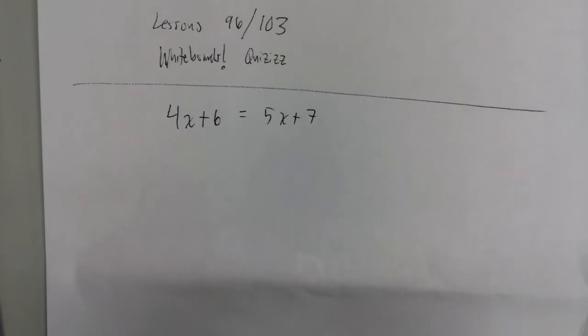That's good. That's correct. We got to get them on one side. You can't solve for a variable that's in multiple locations.